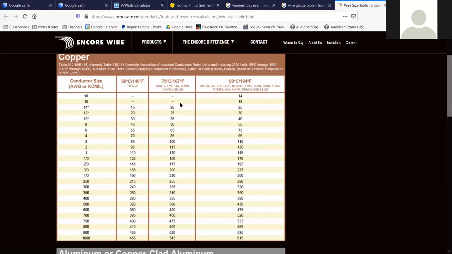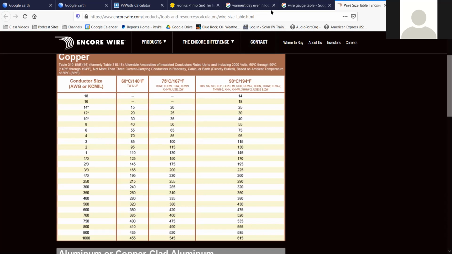So we know that we're combining 3 of these strings in the combiner box. And when you do a parallel connection, amps increase. So by combining those, 16.65 amps times 3 gives us 49.96 amps. Well, what wire do we need to handle 49 amps? Well, we're going to need 6 gauge wire down here, 55 amps.